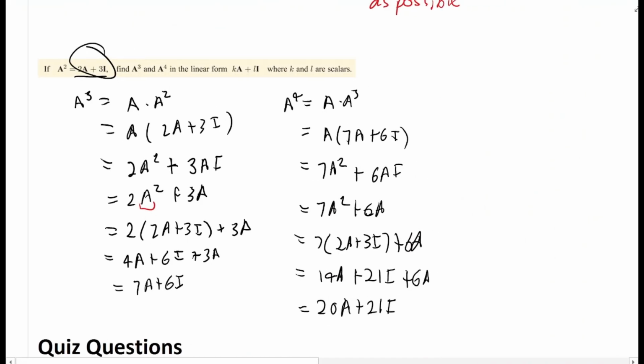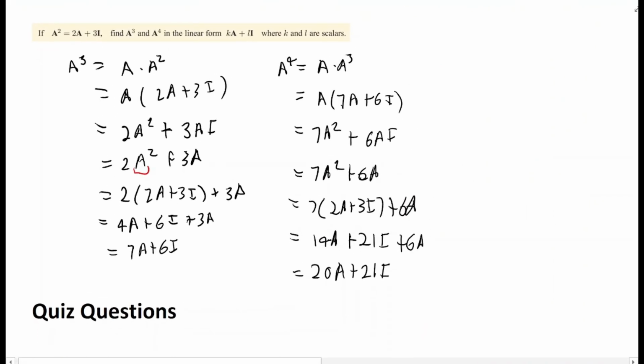So that's another kind of thing you can do with this. In fact, it could be pretty fun. I'm not sure how this would work out, but you might even be able to make a conjecture about any power of A there.